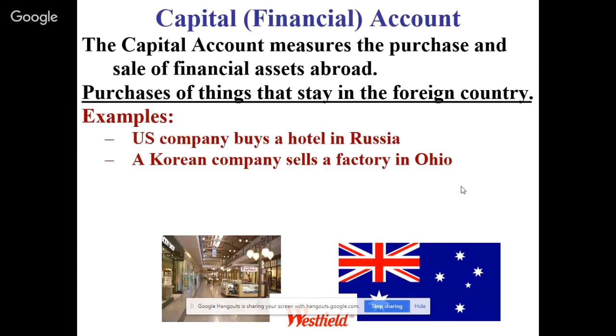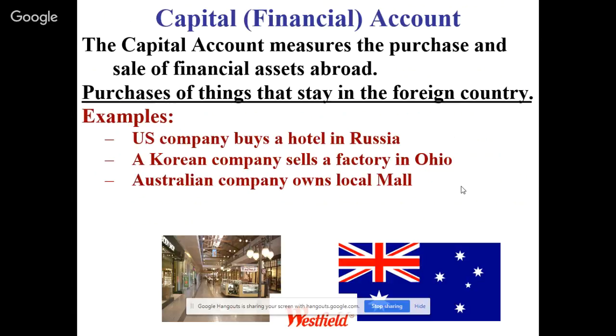So that is part of the capital account. Or let's say a Korean company buys a factory in Ohio. That factory is not moving. It's just in one place, in Ohio. But that company belongs to Korea. So that belongs to the capital account. Or let's say an Australian company owns a local mall here in the States. So that is also part of this capital account.